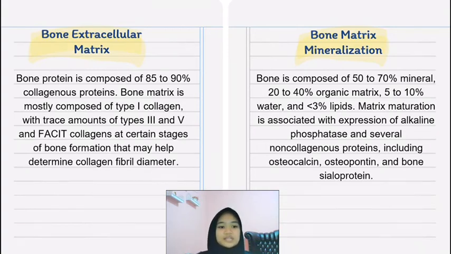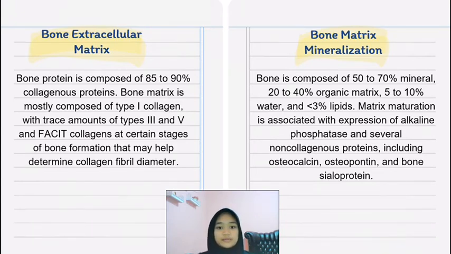Matrix maturation is associated with expression of alkaline phosphatase and several non-collagenous proteins, including osteocalcin, osteopontin, and bone sialoprotein. It is thought that these calcium and phosphate binding proteins help regulate an ordered deposition of mineral by regulating the amount and size of hydroxyapatite crystals formed.